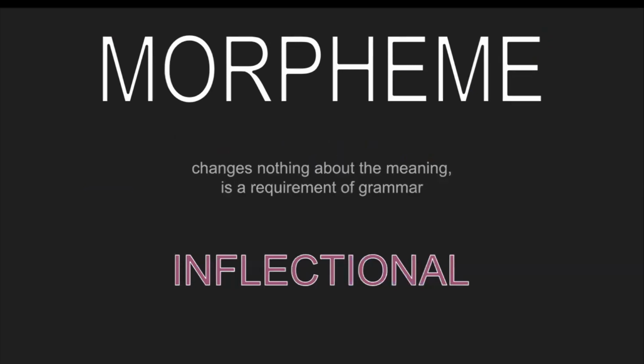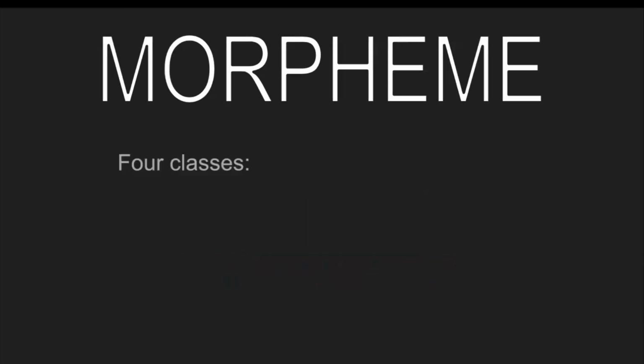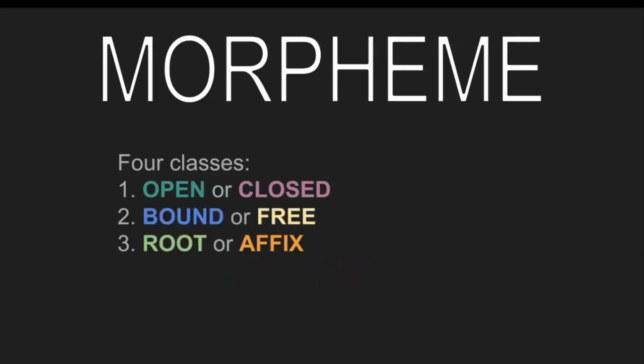An inflectional morpheme, however, is simply a morpheme that is required to be added due to the grammatical rules of a language. It does not actually affect the category of a word, although it may alter the plurality of a noun or the tense of a verb. For example, s and ed are both inflectional morphemes that you add on the end of words when a language requires it. To review, there's four classes. A morpheme is either open or closed, bound or free, root or an affix, derivational or inflectional.